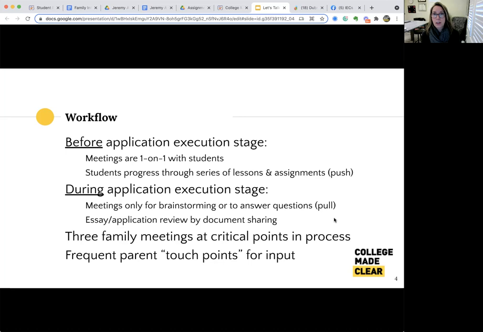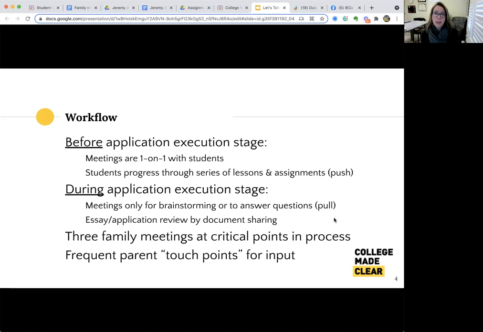Before the application execution stage, my meetings are one-on-one with students, and the students progress through lessons and assignments that are meant to prepare them to build their college list, understand what they need in a college, and get through all the things they need to be ready to work on applications and essays. I consider that a push process. I direct it, I tell them what's next and when we need to meet next. They decide the meeting times and how the meeting will be scheduled, but I tell them we're going to need 60 minutes for this and you need to do it in the next two weeks or the next month. So it's a push process.